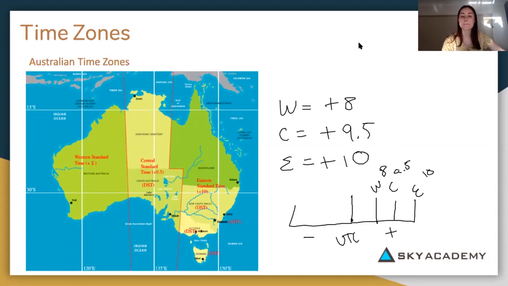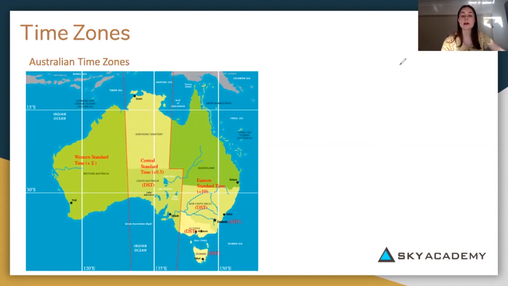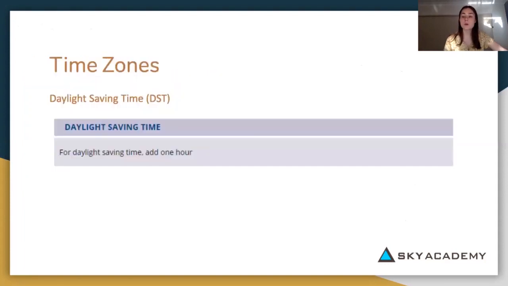So on top of the 3 different time zones within Australia, Australia also does daylight saving time. So when it is about to be daylight saving, you add 1 hour, and if daylight saving is finishing, you subtract 1 hour. So daylight saving time from normal time, there's a difference of 1 hour. So let's have a go at doing a question now.